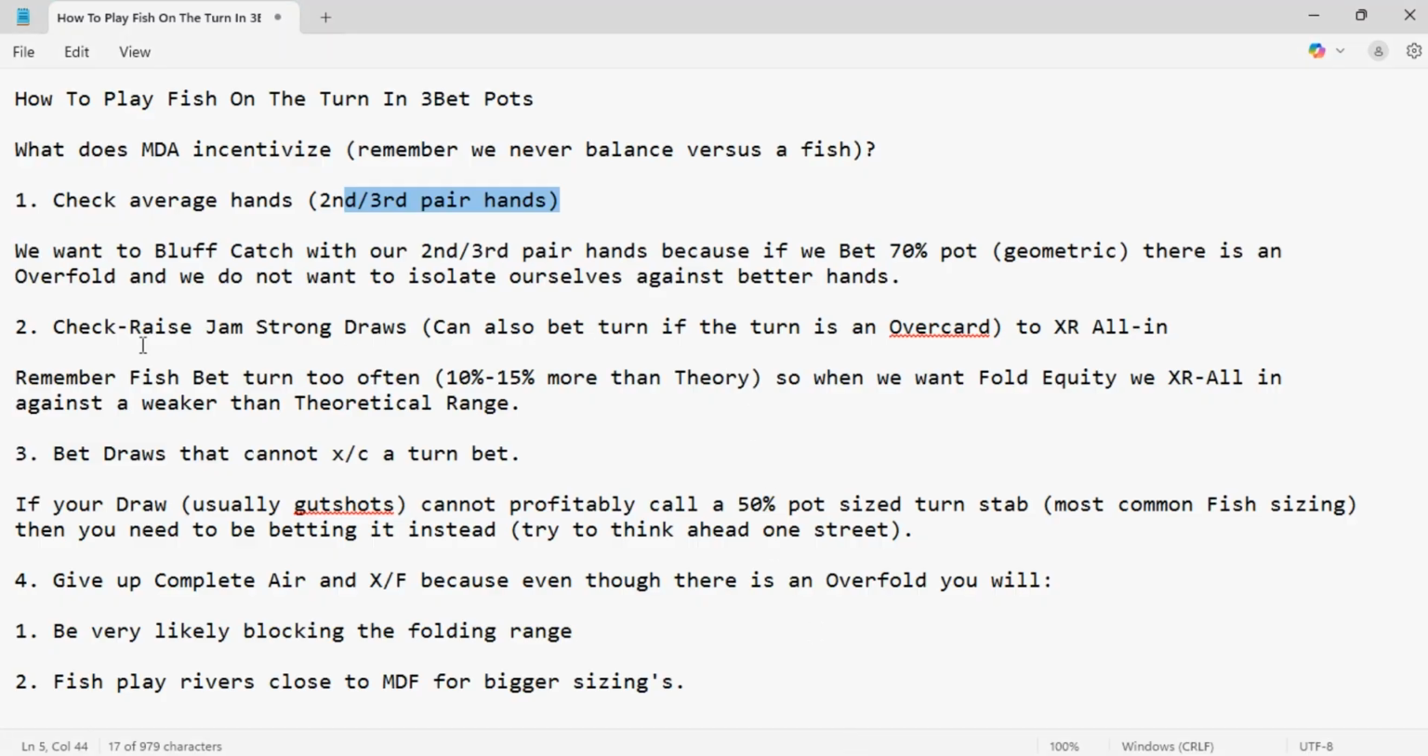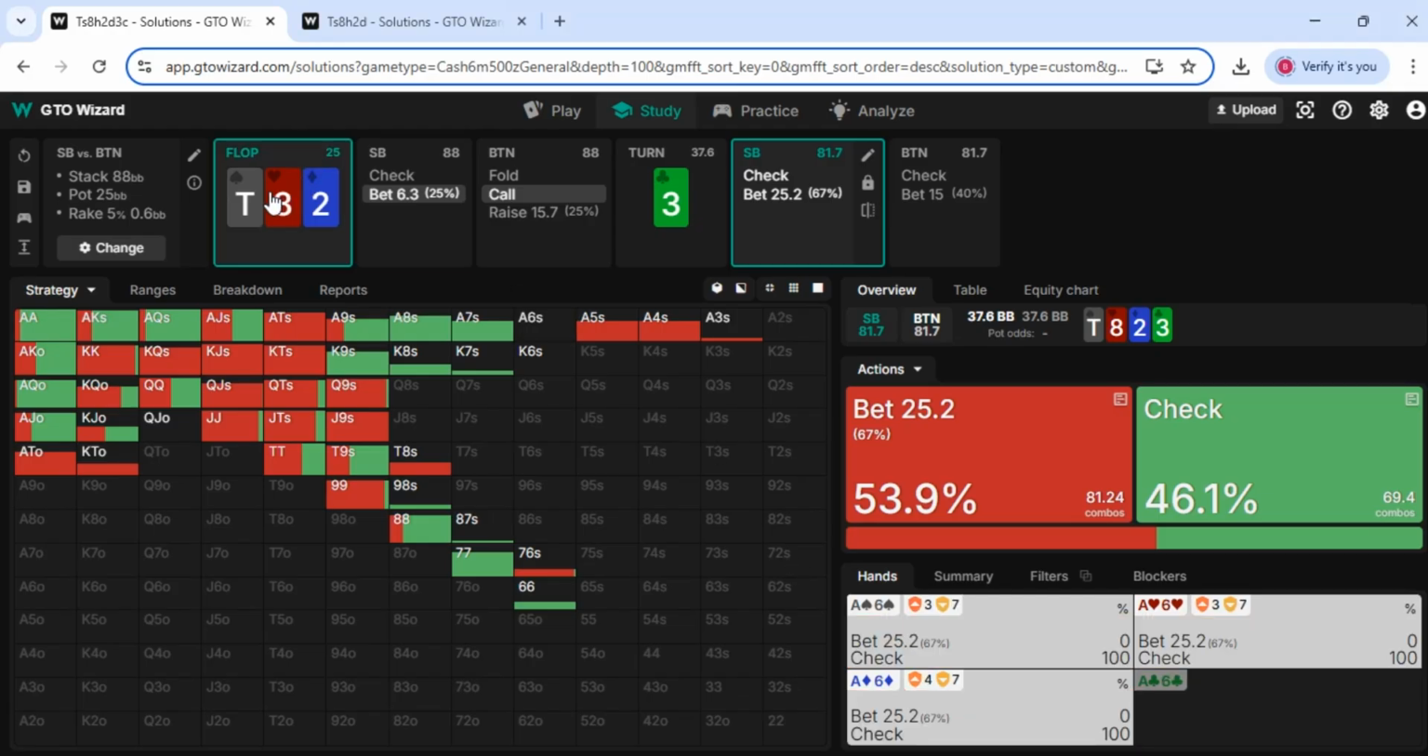Also, let's go to number 2. Check, raise, jam, strong draws. Remember, they're going to be betting the turn 10 to 15% more than theory. That means they're going to be weaker than theory, and there is an overfold. So if you have a hand that wants fold equity, well, you could also check, raise, jam a strong draw, because they are going to overfold. There is one exception: if the turn is an overcard, so let's go back to the GTO Wizard hand. If I had Queen Jack and the turn was an ace or a king, I can bet on the turn as well because there is an overfold on the overcard turn.